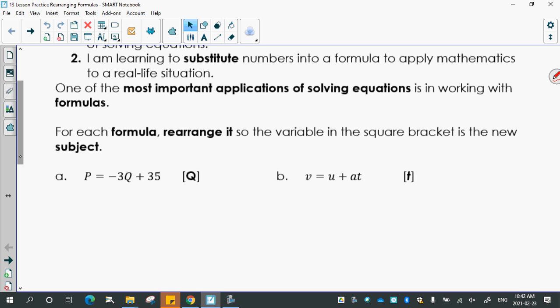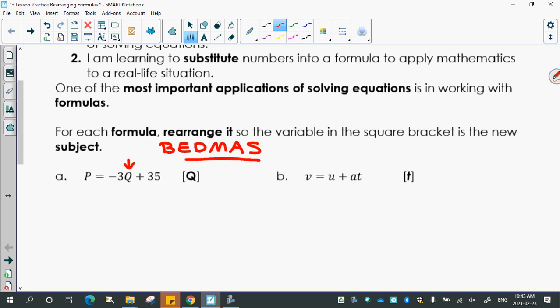So for each formula, we want to rearrange it so the variable in the square bracket is the new subject. So right now, P is the subject because it's P equals. We want to rearrange it so that it's Q equals. Q is the subject. So you use the rules of solving equations to do it. In this case, we want to get Q by itself. So we want to use reverse BEDMAS the same way we would if everything was numbers. We were getting X by itself.